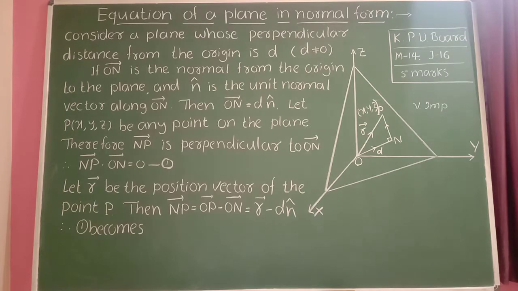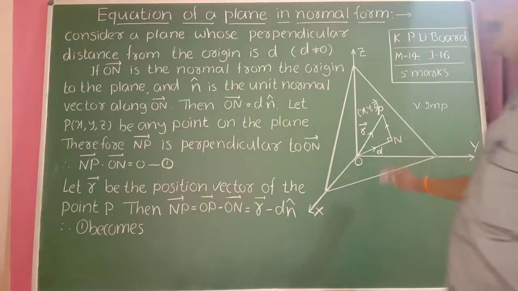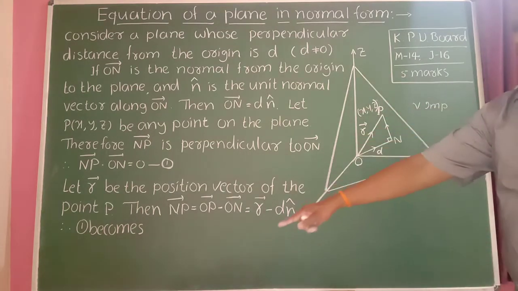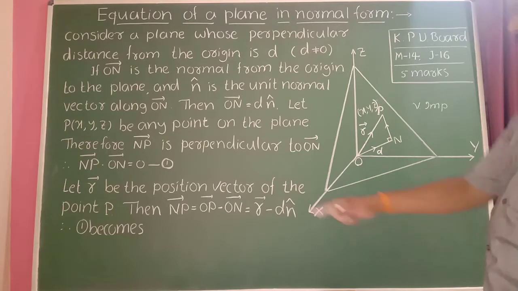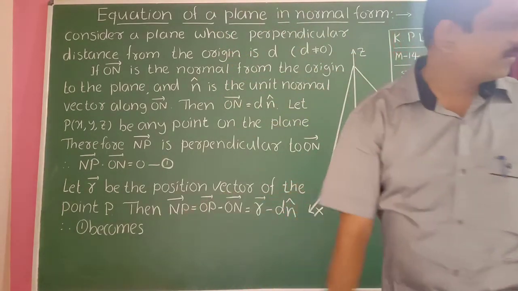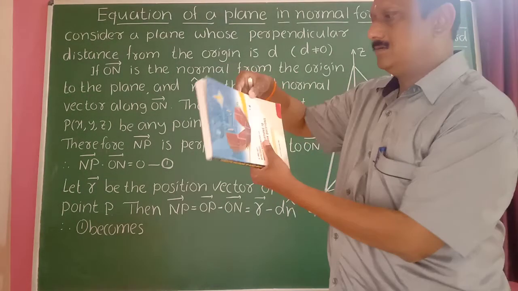Equation of a plane in normal form. This is a very important theorem. Consider a plane whose perpendicular distance from the origin is d. This is a plane here. Consider that this corner is the x-axis, this the y-axis, and that corner the z-axis. Then the plane is like this.